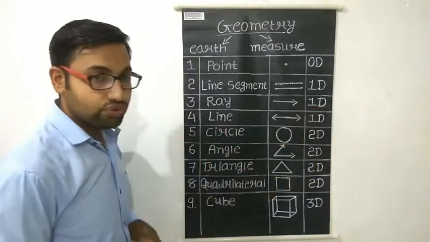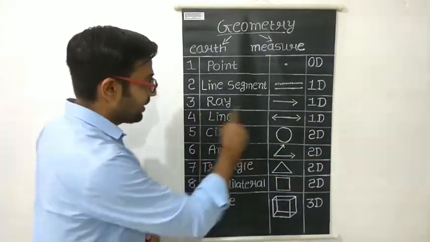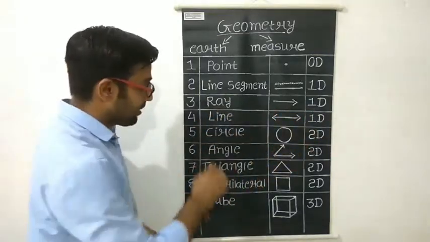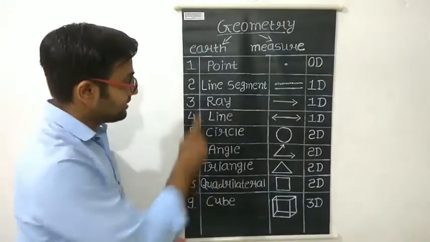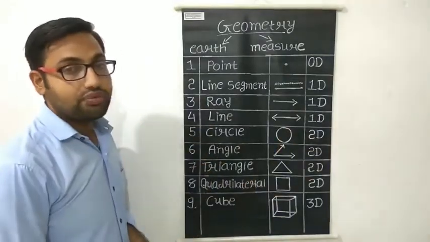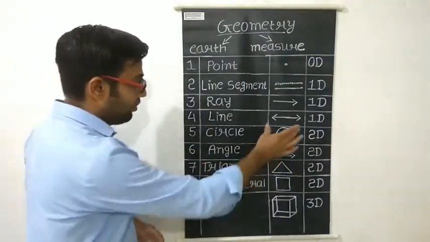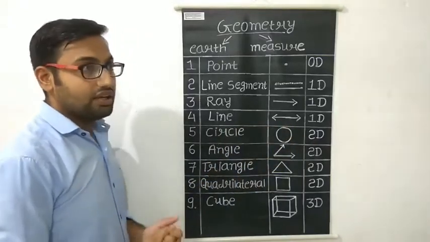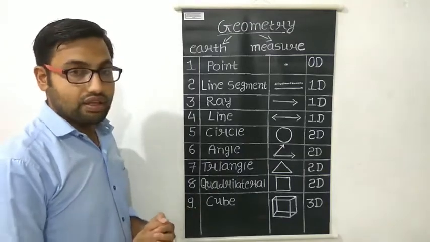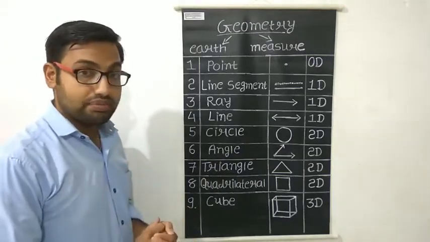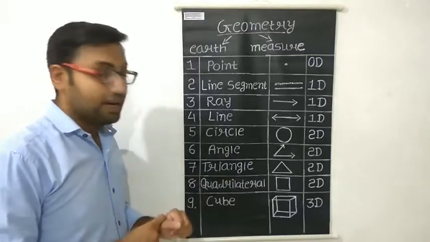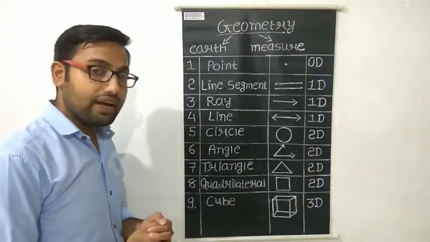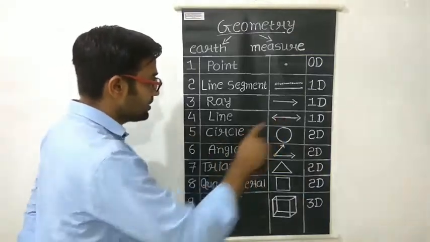Both sides it will go to infinity, right? The ray is fixed at one point and goes only one side up to infinity, but the line goes both sides up to infinity, right? For this we can take an example like the number line, where we have to represent all the numbers, and that number line is also continuously going both sides, never ending. Okay, so this is about the line.